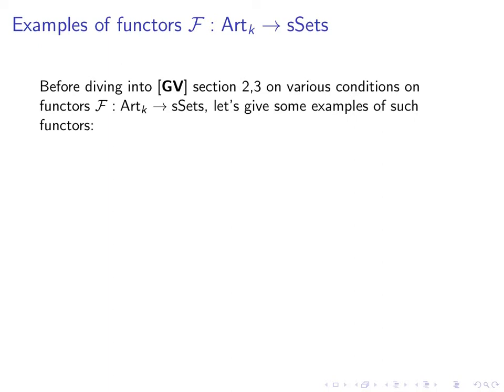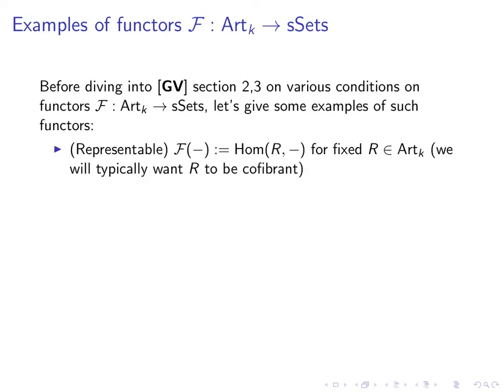Okay, so before diving into sections 2 and 3 of Galatius and Venkatesh, which talk about functors, let's give some examples of such functors from the category of Artin simplicial rings to simplicial sets. One example of such a functor came up before: Hom from R to something, for a fixed ring R, and that's what's called a representable functor. And we want typically R to be cofibrant so that this functor is homotopy invariant.